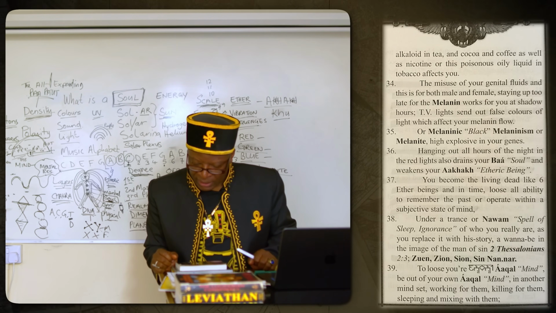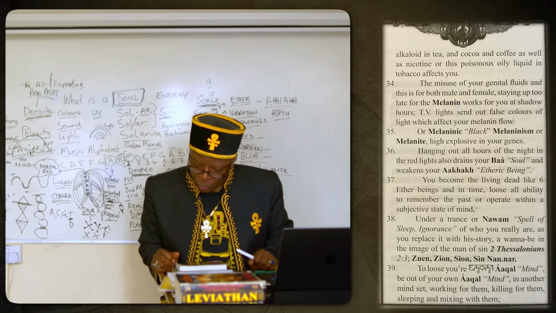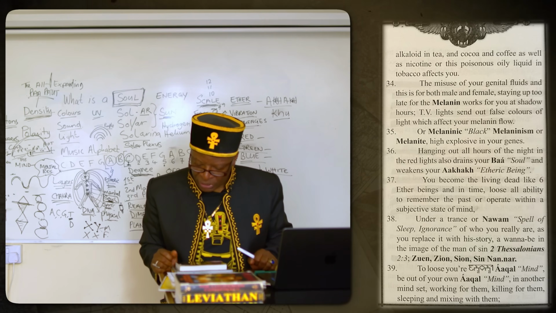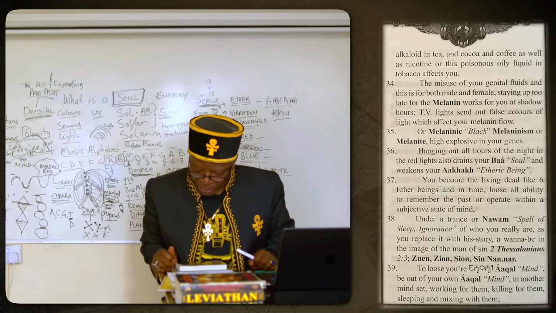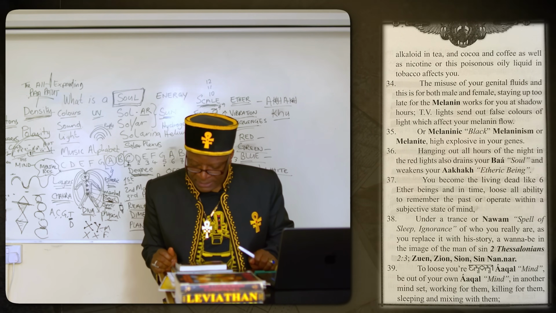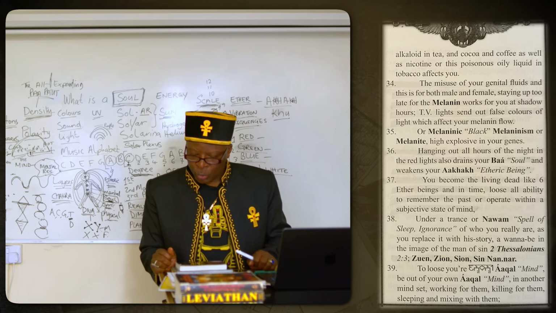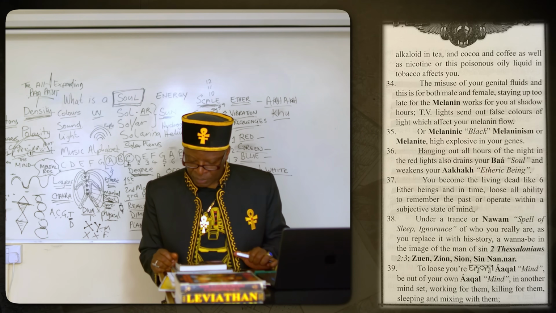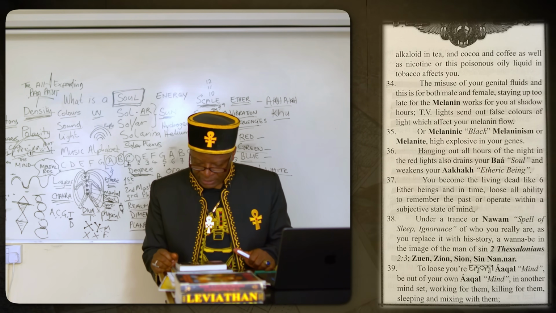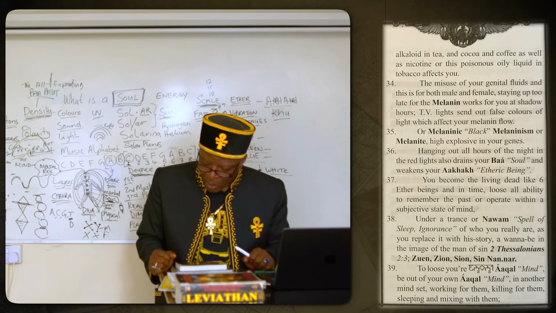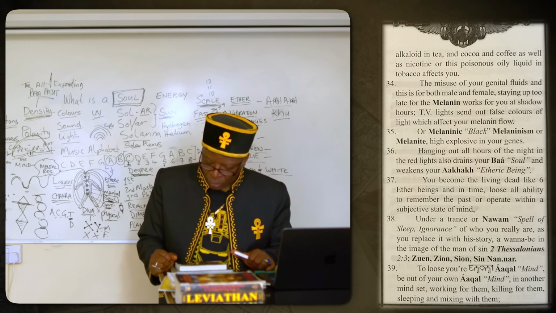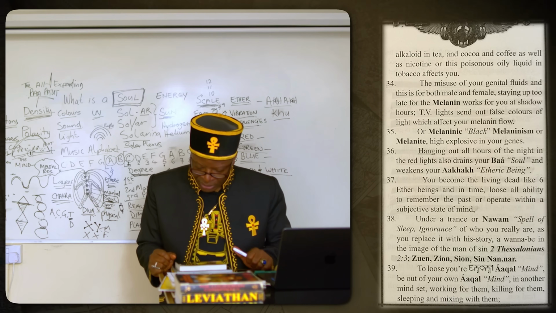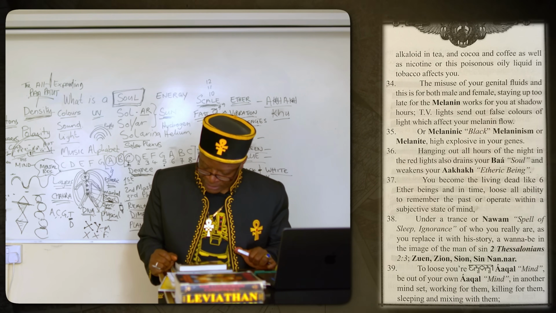So let me read that again. So 36, hanging out all hours of the night in the red light also drains your ba'a soul and weakens your archak, your etheric being. You become the living dead like 6 ether beings, and in time lose all ability to remember the past or operate within a subjective state of mind. 38. Under a trance or nawam, spell of sleep, ignorance of who you really are, as you replace it with his story, a wannabe, in the image of the man of sin, right?